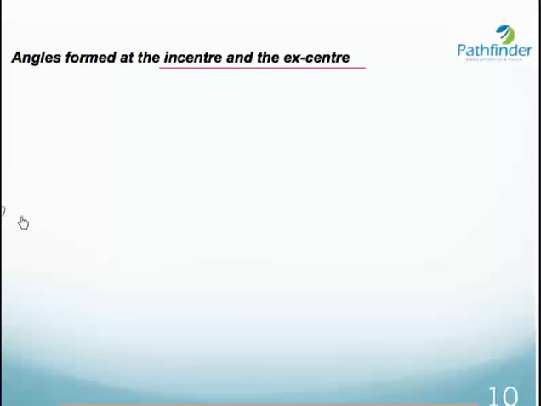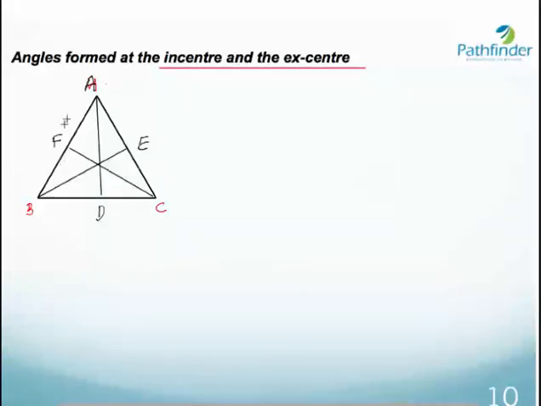So once again, let us say we have a triangle ABC and three angle bisectors AD, BE and CF, which meet at this point I. So what can we say about this angle BIC formed here? Angle BIC must be equal to 90 plus A by 2.